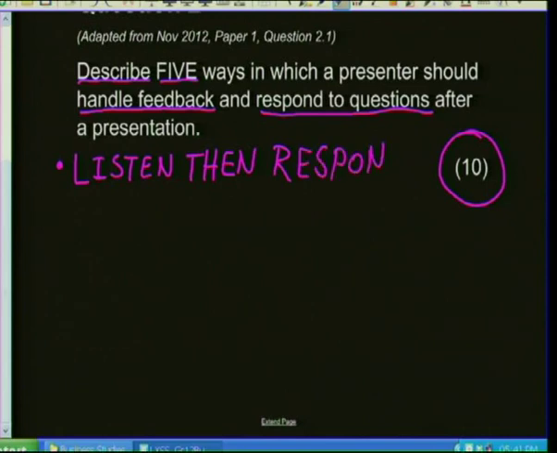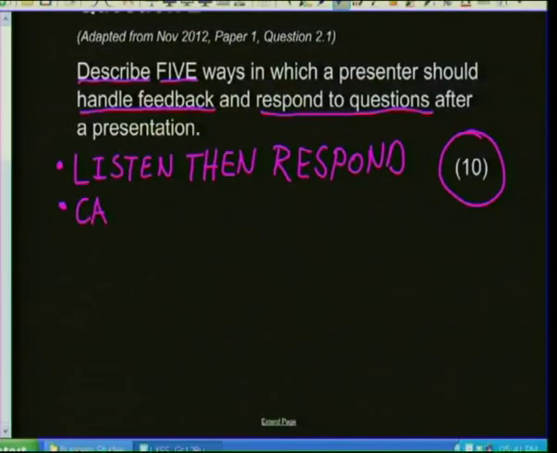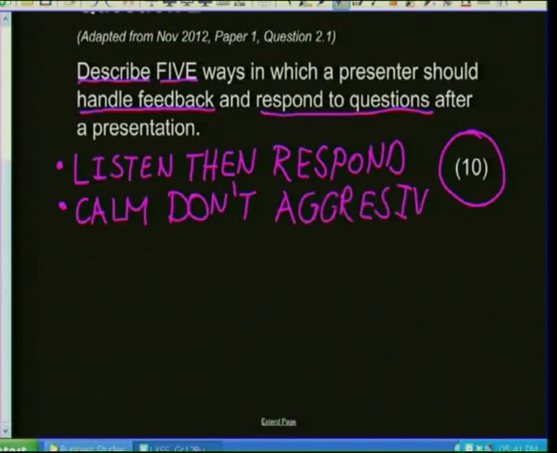Now, let's think about feedback. I think it's very important that you stay calm. You do not become defensive. Stay calm and don't be defensive. Because what is this going to look like if you get feedback and now you are all aggressive? Stay calm and don't get aggressive. Now, the next little section says, how can I respond to questions?